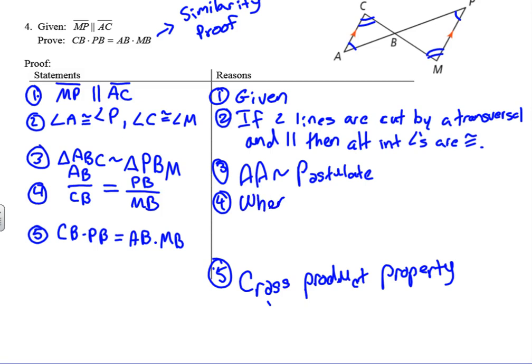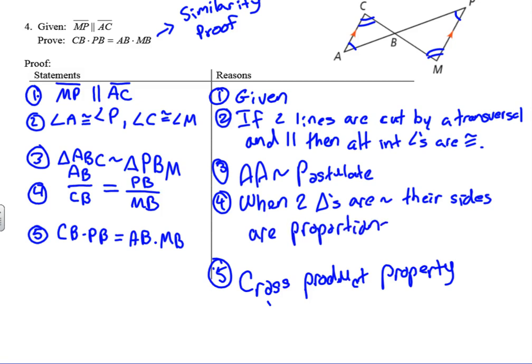It's this. When two triangles are similar, their sides are proportional. And then once we create the proportion, we do the cross product property, CB times PB equals AB times MB, by the cross product property, which is the product of the means equals the product of the extremes. Some people write all of that out. You can write it either way, okay?